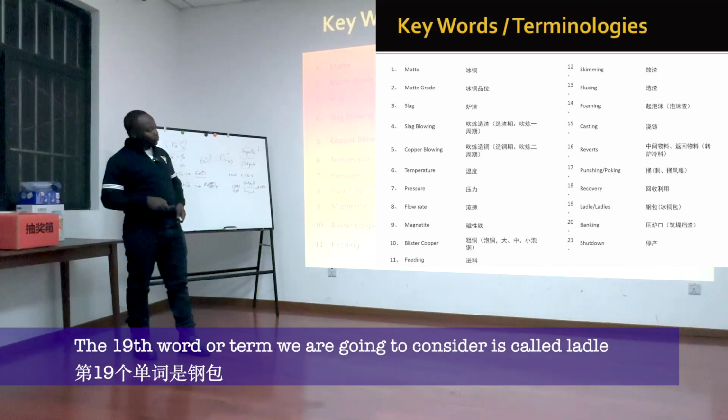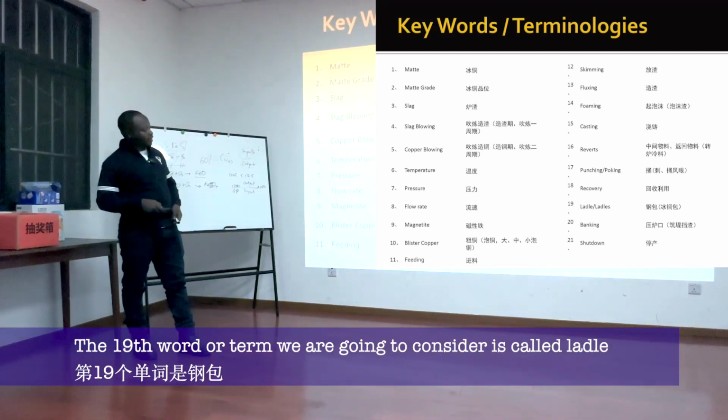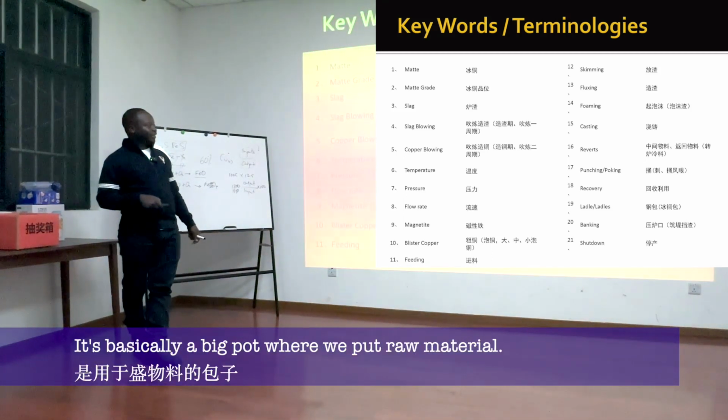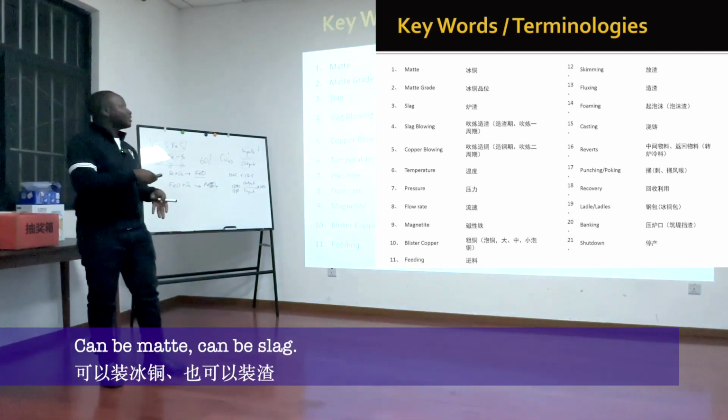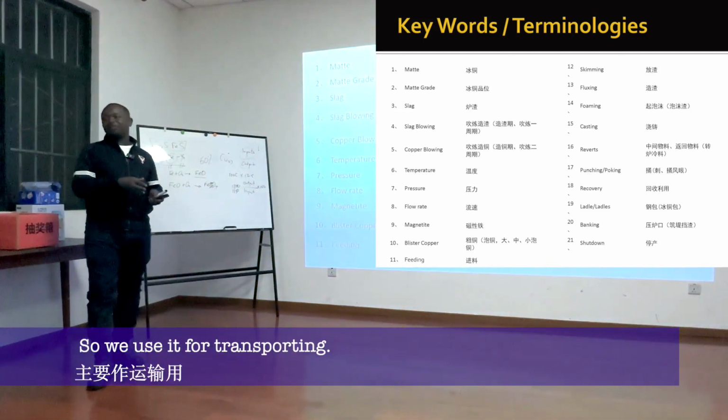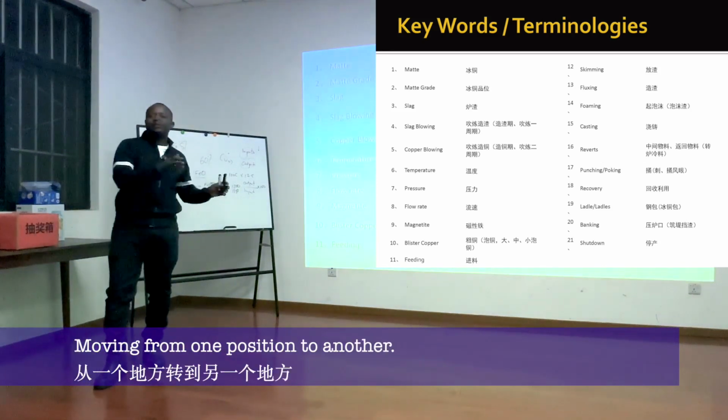The 19th word or term we are going to consider is called ladle. It's basically a big pot where we put raw material. Can be matte, can be slag. So we use it for transporting, moving from one position to another.